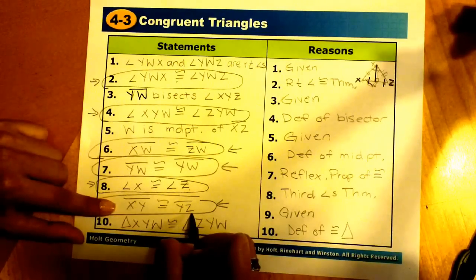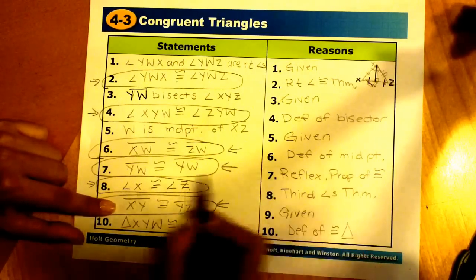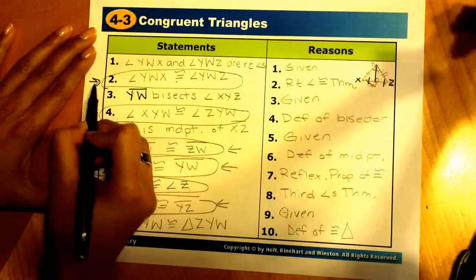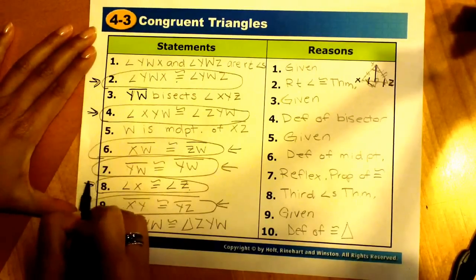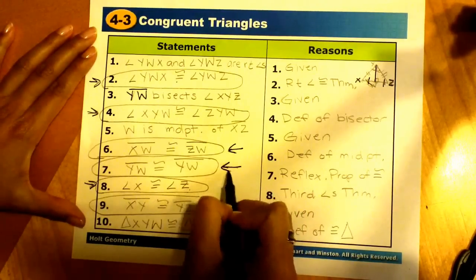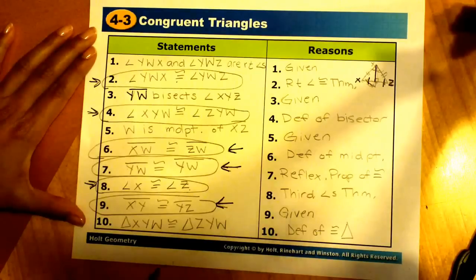And we have our last piece of given information. And then we were able to tell that the triangles were congruent because we proved that all 3 angles were congruent, and we proved that all 3 sides were congruent.